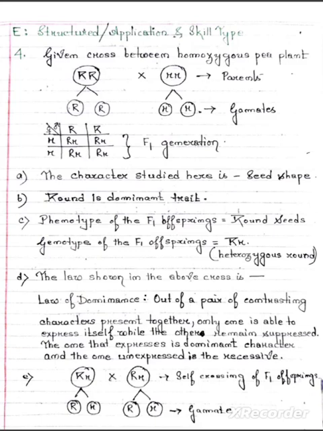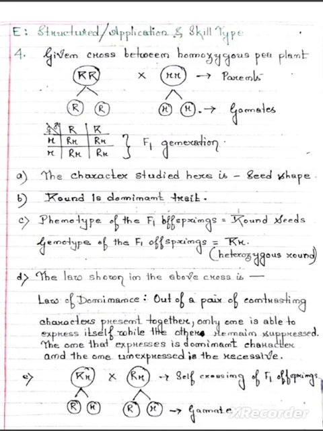And state the law of dominance. Out of the pair of contrasting characters present together, only one is able to express itself while the other remains suppressed. The one that is expressed is the dominant character, and the one unexpressed is the recessive character.